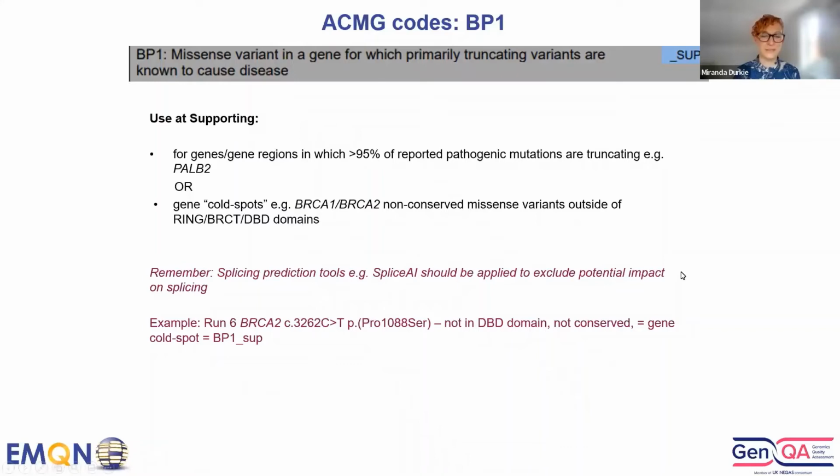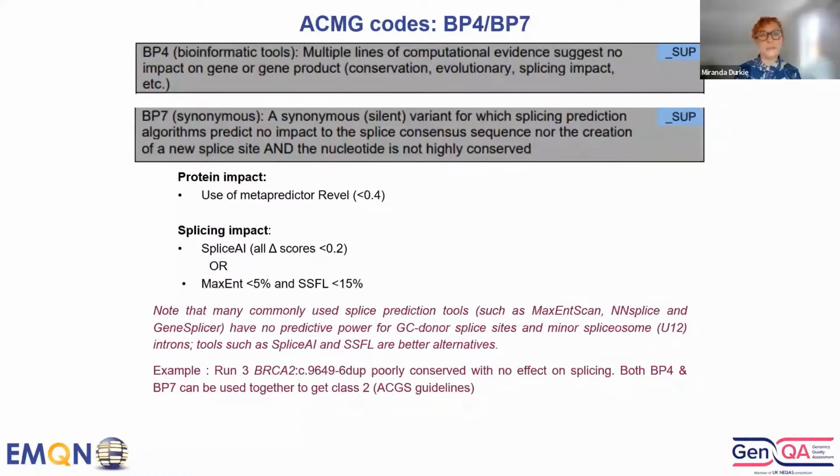Onto the other computational tools, which is BP4, the opposite of PP3, for the multiple lines of computational evidence. And then we also have BP7, which is for a synonymous or silent change. Here you also have to look at the splicing, but you also have to check that the nucleotide is not highly conserved. So again, the same tools as before. A little caveat is that some of the older tools aren't so good at looking at things like the GC donor splice site or the minor spliceosome, but SpliceAI does work really well for those.